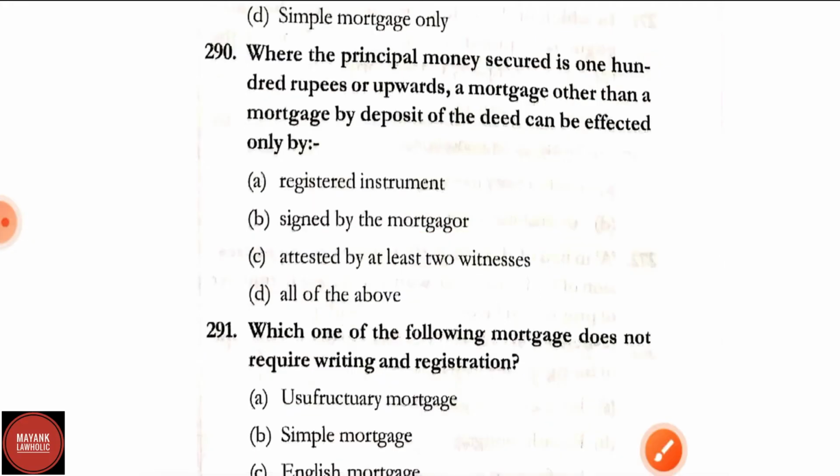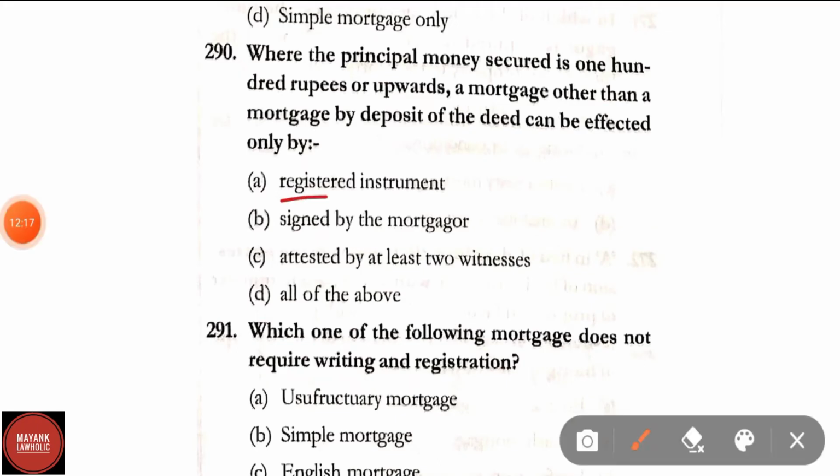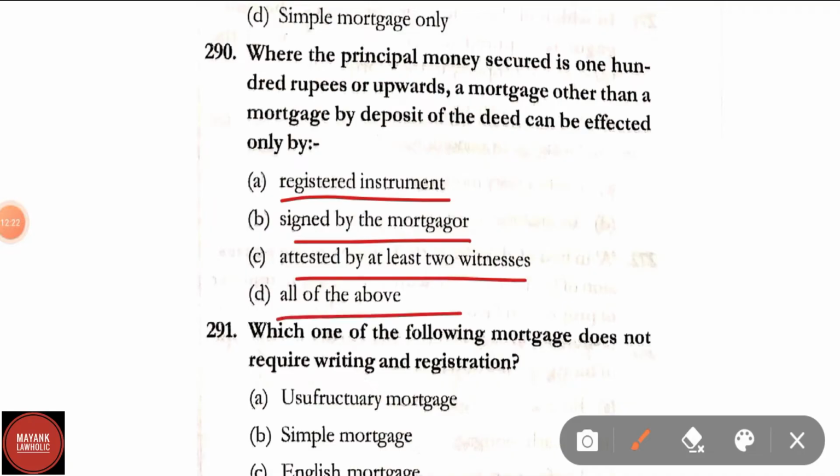Question number 290. Where the principal money secured is ₹100 or upwards, the mortgage other than the mortgage by deposit of title deeds can be effected only by registered instrument, signed by the mortgagor, attested by at least 2 witnesses, all of the above. Here correct answer is option D.